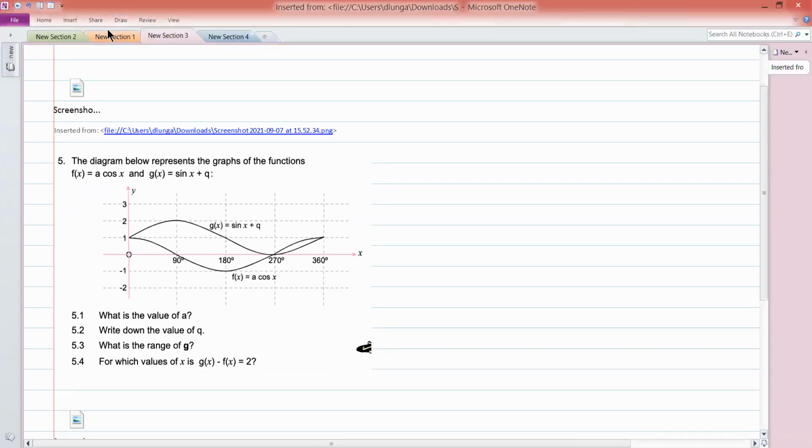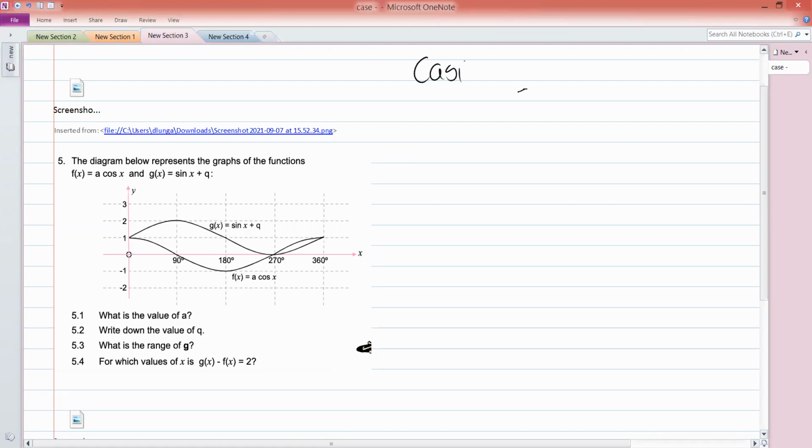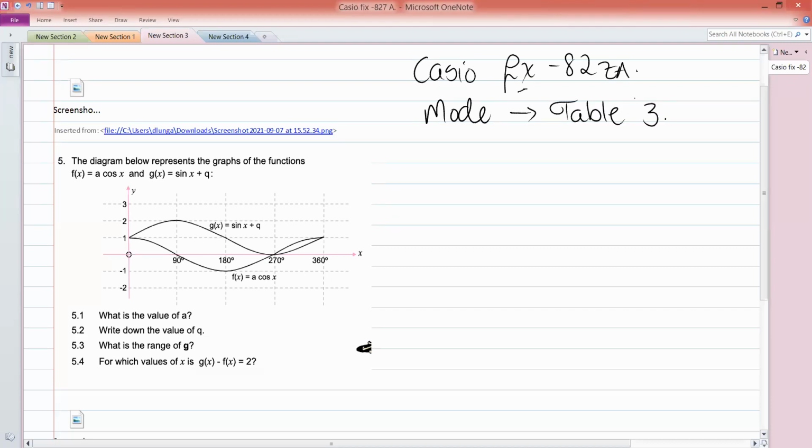So if you have your calculator, specifically a Casio, I'm not sure if you can do this on Sharps. So a Casio, usually the fx-82ZA Plus. Put your calculator into table mode. How you do that, you press mode. It's next to the on button, and then you select the option with the table, so option 3. Press that.